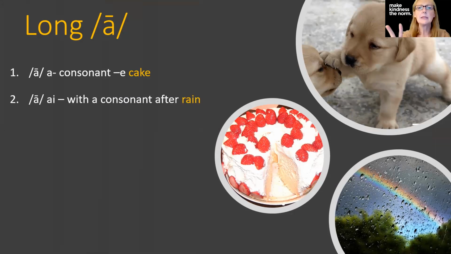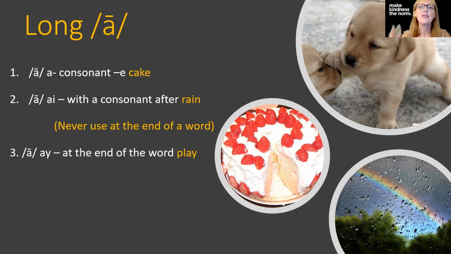The second way we can spell long A is the AI that we often find in the middle of a word, like in the word rain, or at the beginning of the word like aim, to aim an arrow at the target. The AI cannot happen at the end of the word. We never use the AI at the end of the word, so that's a little tip there. Then the third way is AY. We use that at the end of the word or at the end of a syllable.